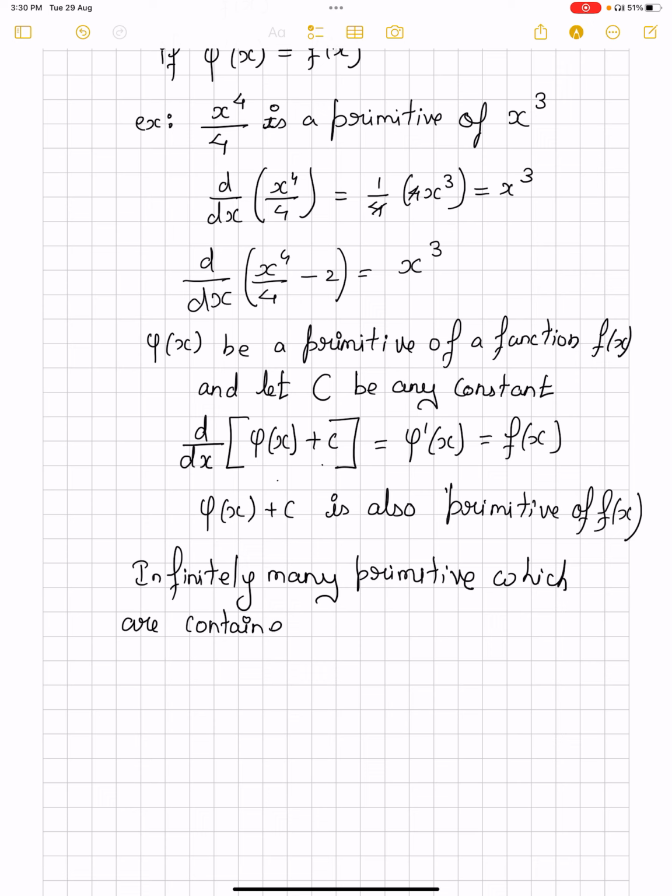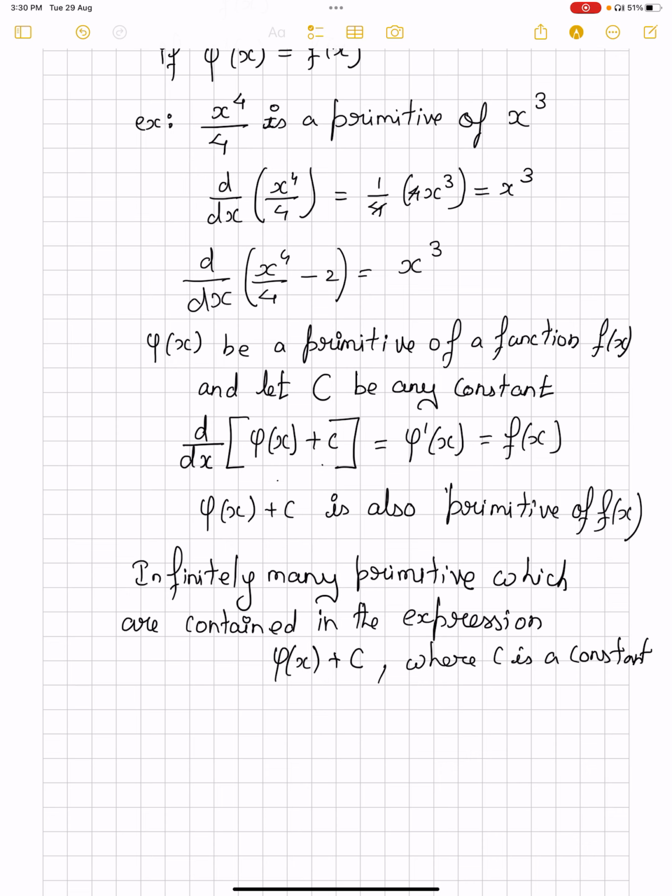Contained in the expression phi of x plus c. The c is a constant. C is a constant. Okay.